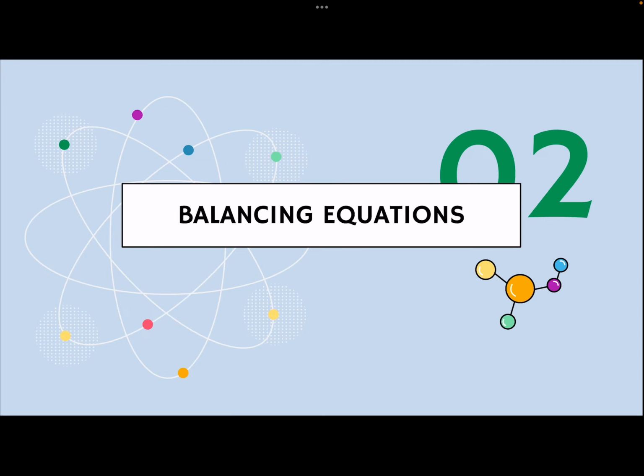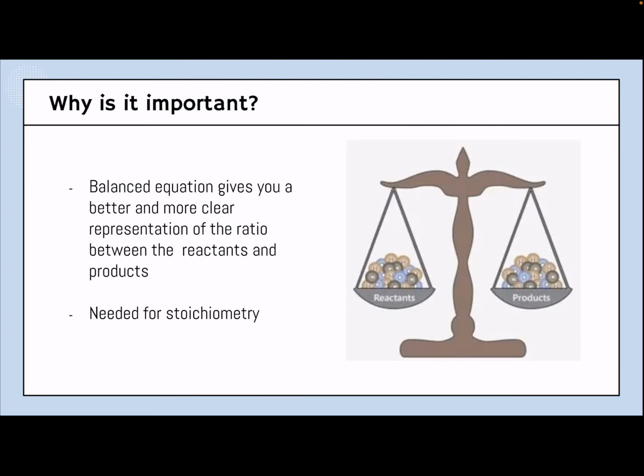Next is balancing equations. Knowing how to convert moles to mass and mass to moles, stoichiometry should not be that difficult, but in order to use stoichiometry to solve a problem, you must be looking at a balanced equation. Without a balanced equation, it's impossible to figure out the exact proportions of each substance within a given reaction. A balanced equation not only equips you with the tools needed to use stoichiometry, but it also gives you a clearer picture of the ratio between reactants and products.